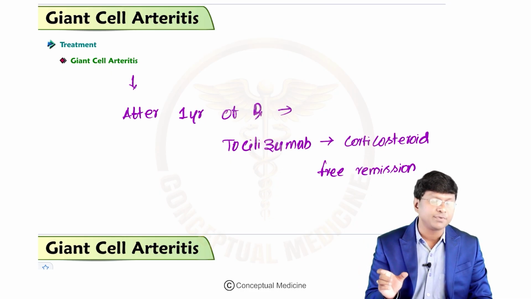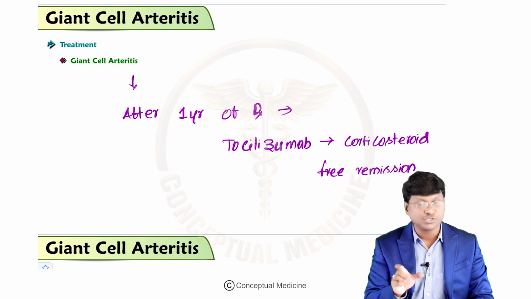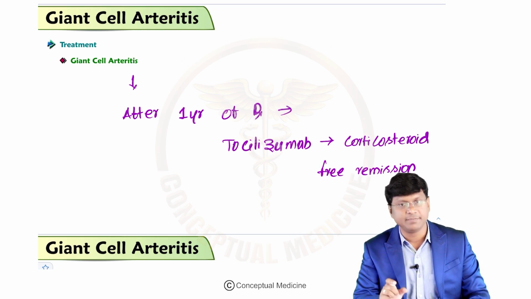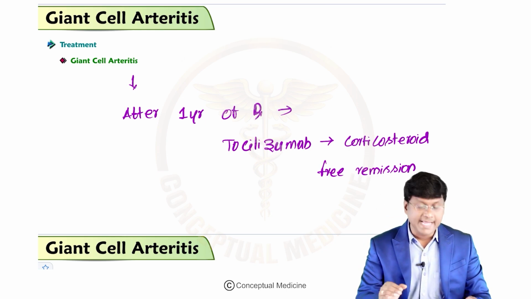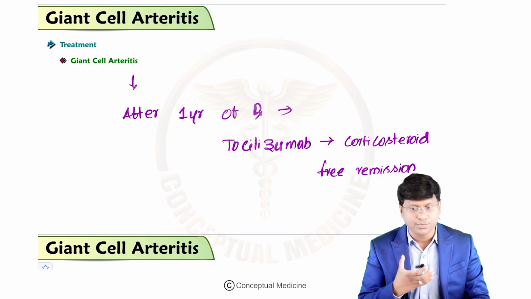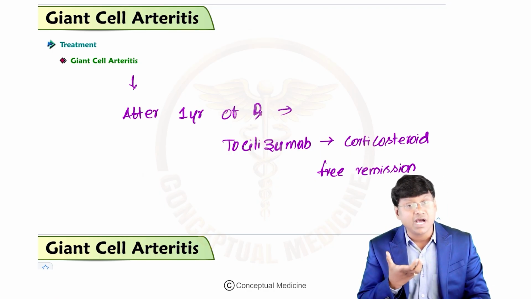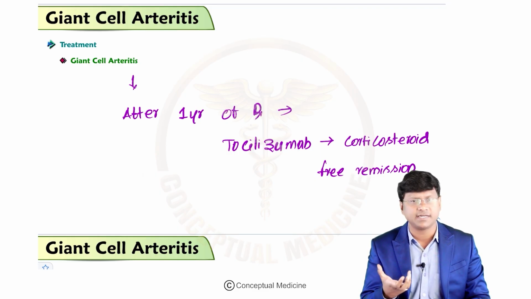And whenever you do temporal artery ultrasonography, there will be presence of the halo sign. And next, in patients with large artery giant cell arteritis, in the sense that you take the aorta, there can be development of aneurysms.